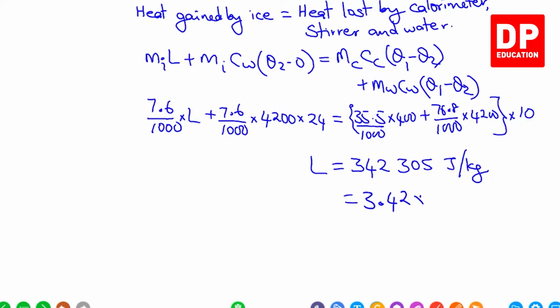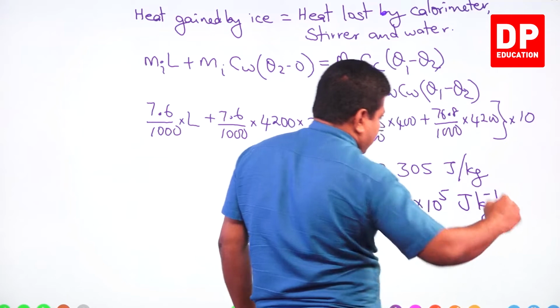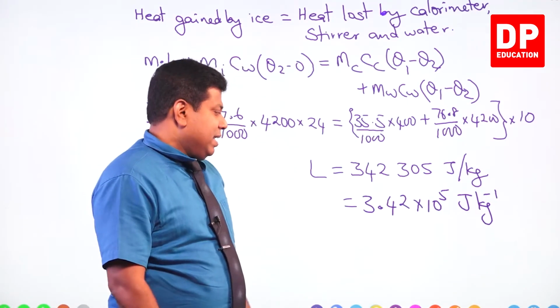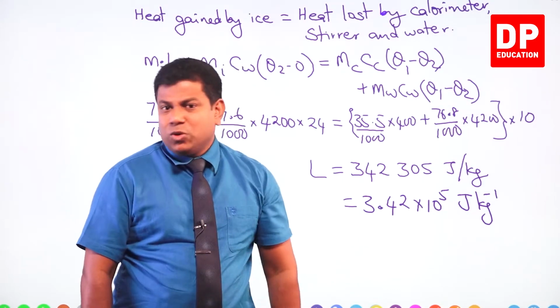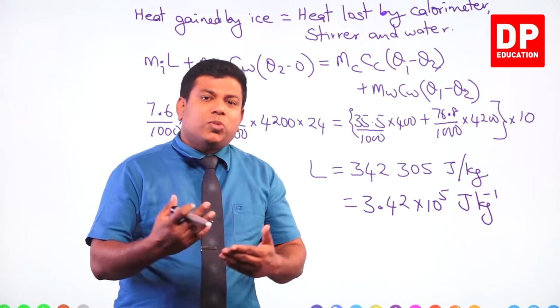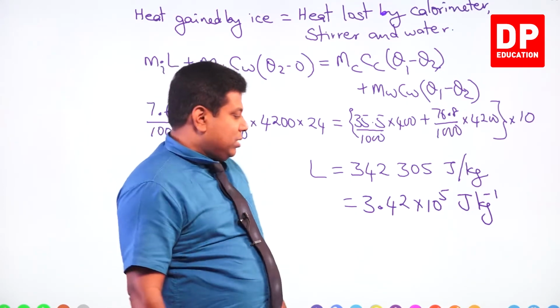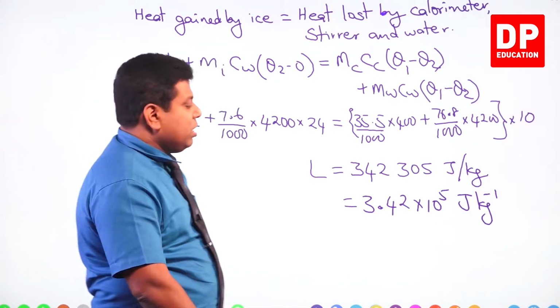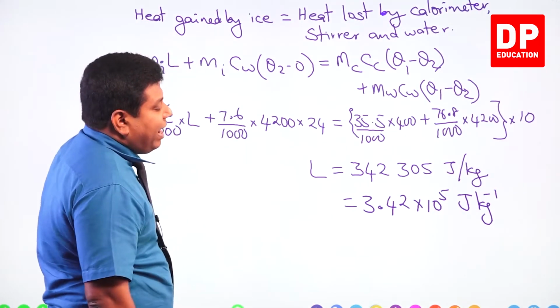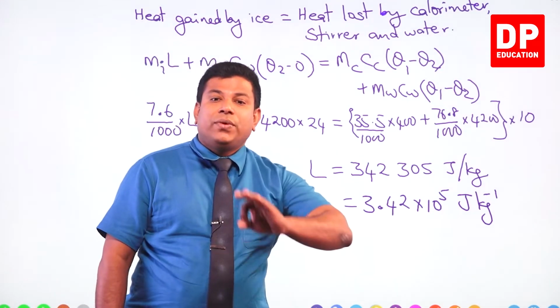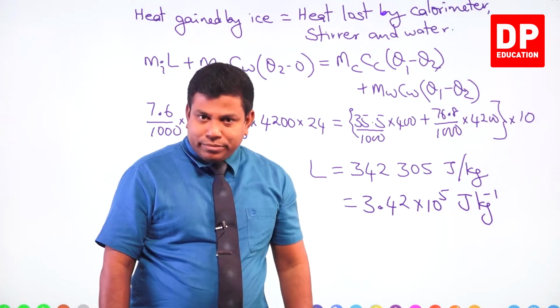3.42 into 10 to the power 5 joule per kilogram. Usually we study that as 3.3 into 10 to the power 5, but here we get 3.42. In experiments you don't get the exact theoretical answer because there will be small errors in the experiments anyway. So 3.42 is quite close. 3.3 and 3.42 is quite close. 3.42 into 10 to the power 5 joule per kilogram is the latent heat of fusion of ice we get.